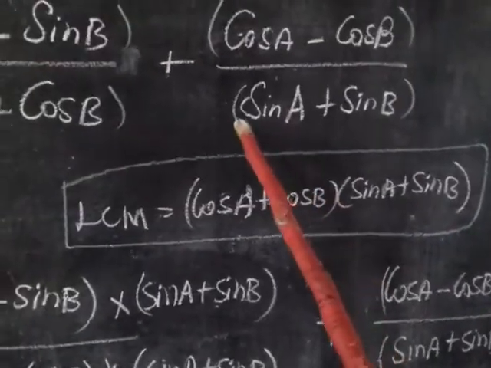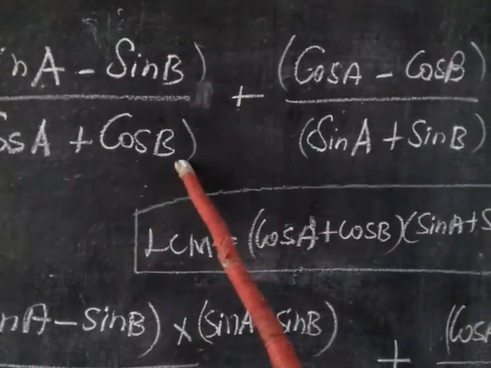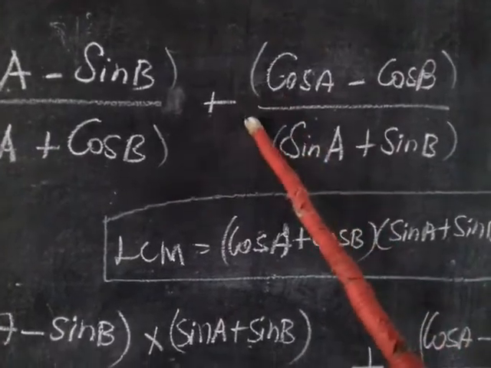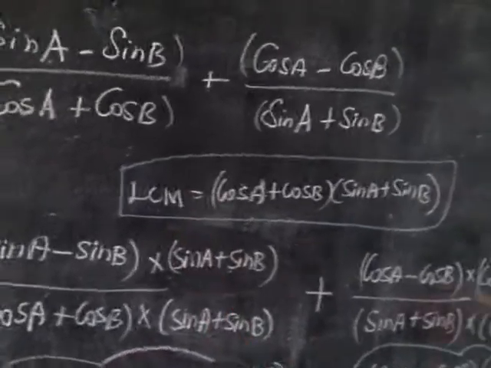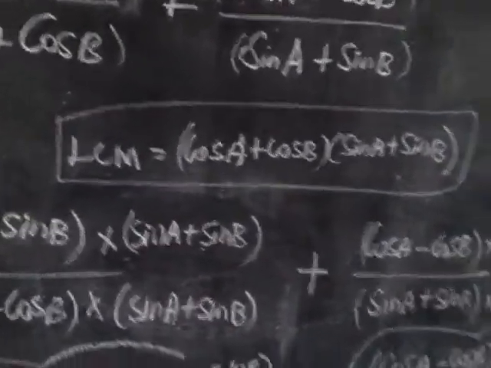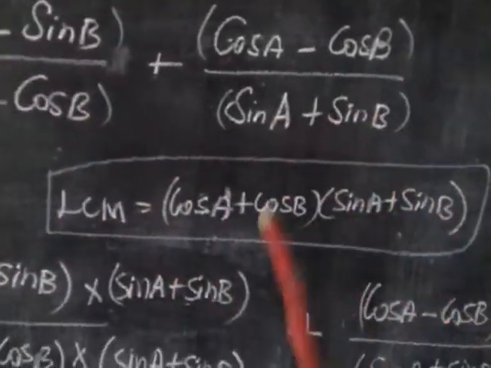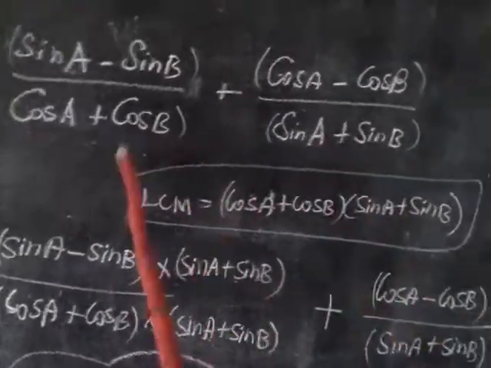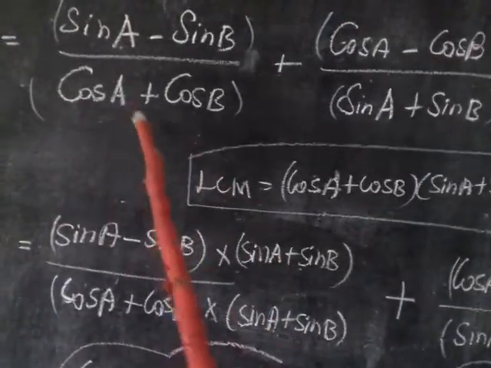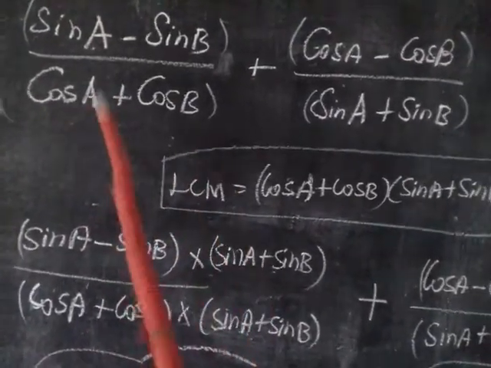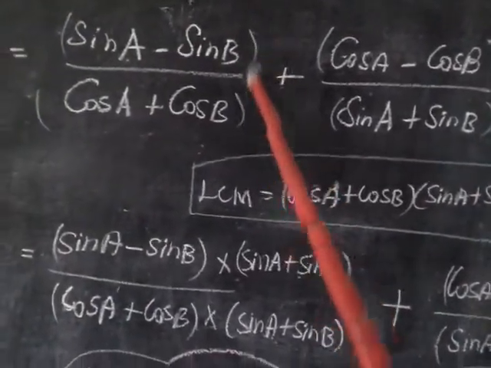Sometimes you cross multiply: the first denominator is multiplied with the second numerator. That is another way, but I follow the LCM method. The LCM is (cos A plus cos B)(sin A plus sin B). These are different values, unlike denominators. For the first term, the denominator is cos A plus cos B, so we want sin A plus sin B, and you multiply sin A plus sin B in both places.